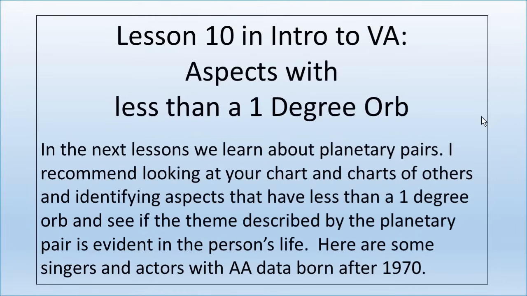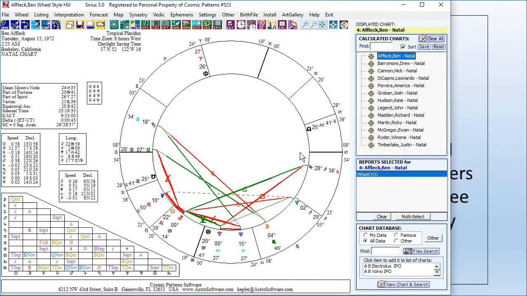What I recommend is that as I go through each pair, look at your own chart. So let's do that. Or look at the charts of friends and family or famous people. I have here in the series software, I've entered birth data for about a dozen people who are actors and singers. They have AA data, means it's recorded from a birth certificate or other birth record, and they are all actors and singers, and they were born after 1970.